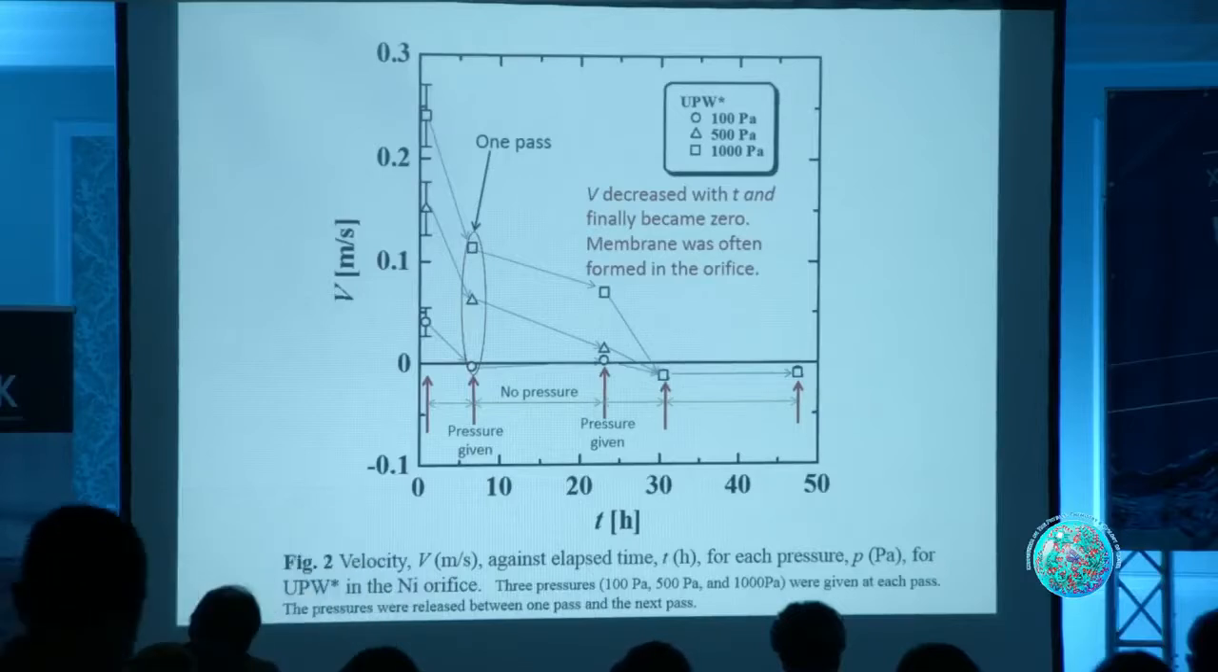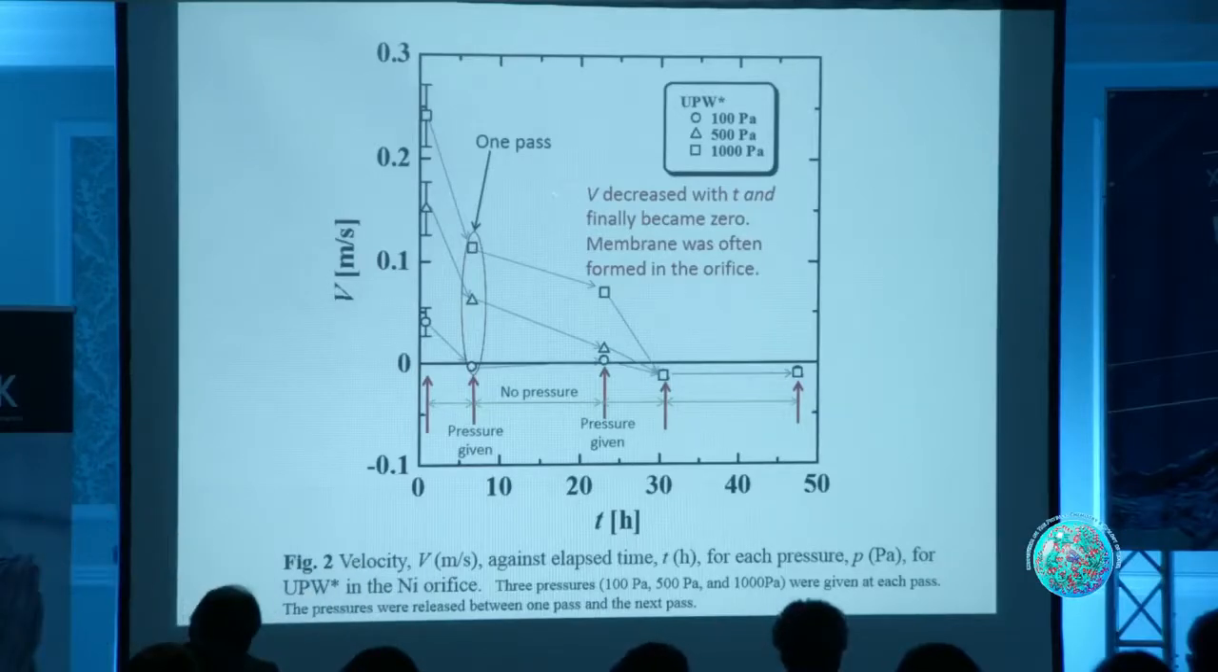We see v decreased with t and finally became zero, as shown by this line. Membranes were often formed in the orifice in this case.